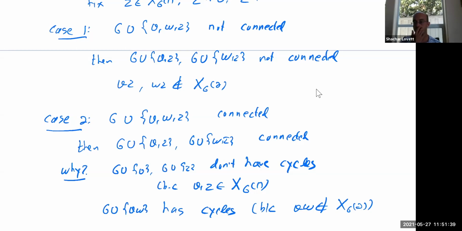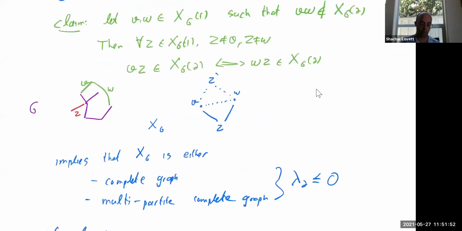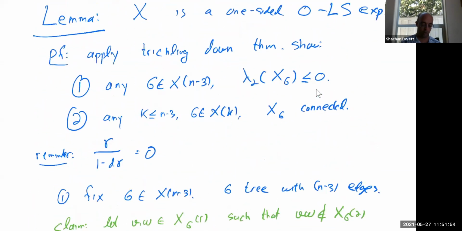Okay? So again, even if you didn't follow all the details here, we just use basic graph theory here to argue about that. So this finishes the proof of claim 1. And now let's prove claim 2, and it's going to be a very similar proof.